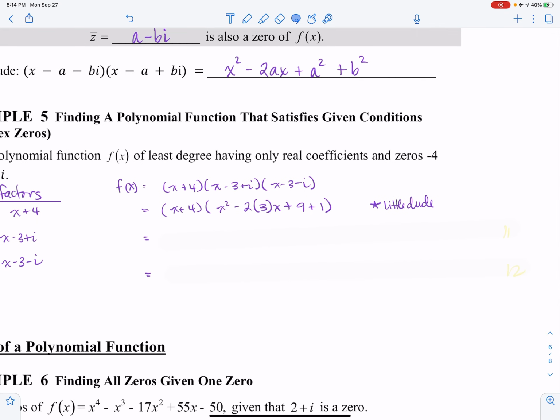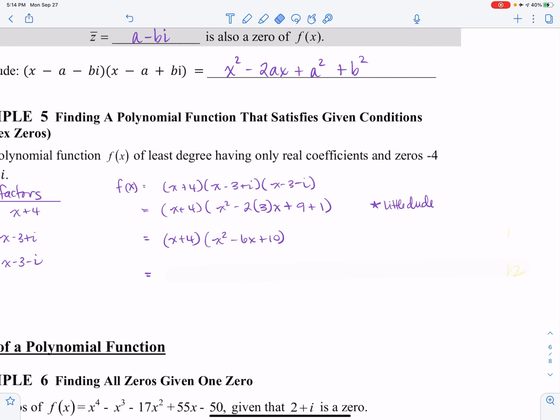All right, so we'll clean that up just a tad. It'll be x squared minus 6x plus 10. And then, since I've already started multiplying, I might as well continue our multiplication. And so I'm going to multiply these two together, the binomial times the trinomial.